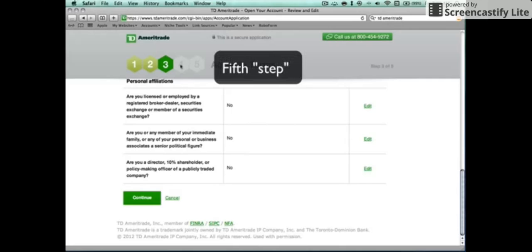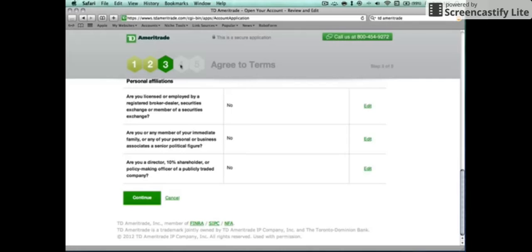And then the 5th option there goes straight to funding the account, which means getting money into your account, which is obviously a very important part. You'll have many different choices there. You can wire money into your account from your bank. You can send a paper check. You can transfer money from another brokerage account to them. There's all sorts of different options. Each one of those options will have instructions on how to do it.